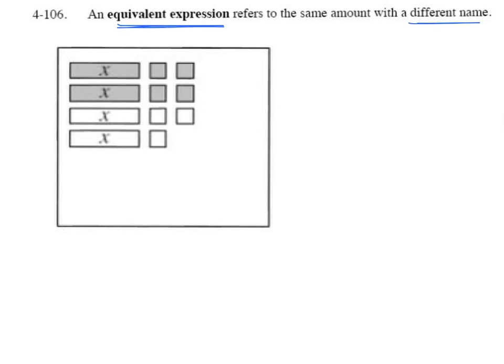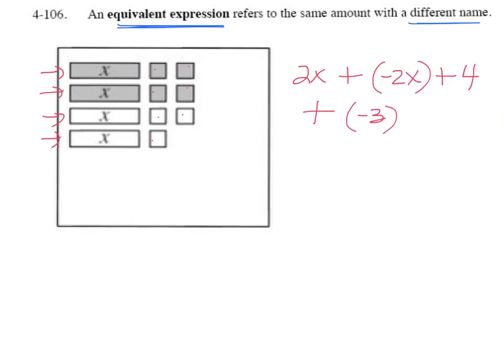So let's go ahead and look at this set of algebra tiles. I want to see if we can actually write what it equals over here to start with. Okay, so I see 2 x's, so I'm going to write 2x plus, I see 2 negative x's, so I'm going to write plus negative 2x, plus, I see 1, 2, 3, 4 positive ones, and then I'll write plus, I see 3 negative ones.